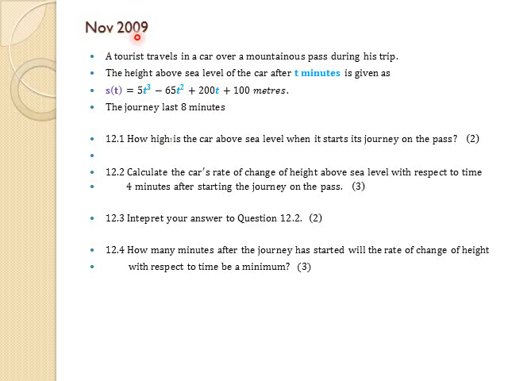So November 2009, question 12. Taurus travels in a car over a mountainous pass. During his trip, the height above sea level of the car after t minutes is given as s(t), and s they use as displacement, equal to 5t cubed minus 65t squared plus 200t plus 100 meters. For those of you that don't do physics, it's just another way of saying distance back in the day. The journey lasts 8 minutes in total.